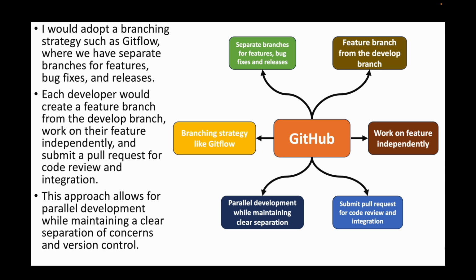So essentially, each of the developers will have their own feature branch, and this feature branch can be created from a develop branch and then start making the changes in the feature branch individually, and then once the changes are ready, create a PR for code review and then merge those changes, and this will allow for parallel development.